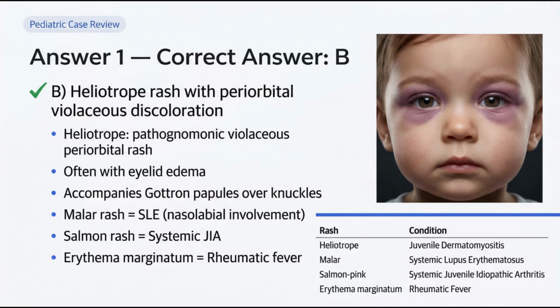Memorizing the rash-to-condition pairing is essential for board examinations. Heliotrope rash means juvenile dermatomyositis. Malar butterfly rash with nasolabial involvement means systemic lupus erythematosus. Salmon pink evanescent rash means systemic juvenile idiopathic arthritis. And erythema marginatum means acute rheumatic fever.